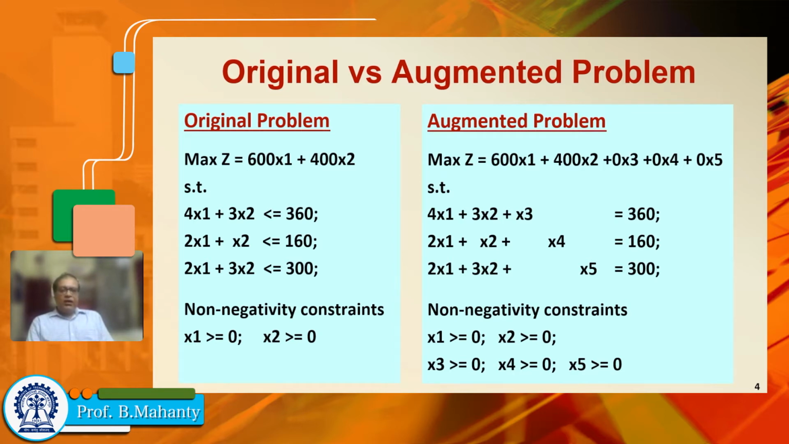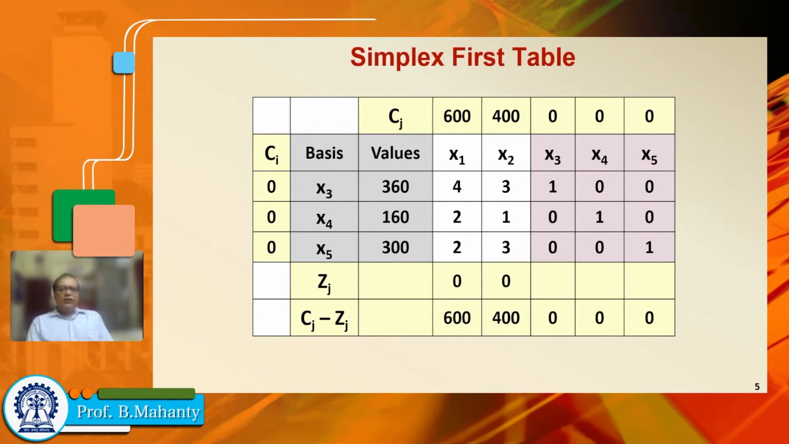But in this particular class, let us see how to create the solutions from the shadow price and the B inverse matrix point of view. All right, so this is our simplex first table. We already know that x3, x4, x5 are in the basis. 360, 160 and 300 are the values. The variables in the basis, x3, x4, x5, form an unity matrix: 1 0 0, 0 1 0 and 0 0 1.